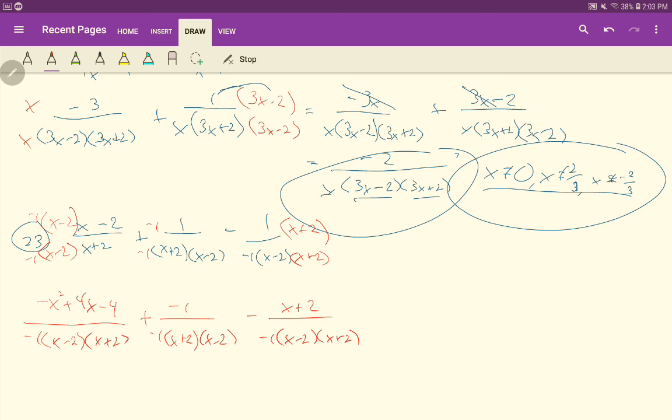Okay, and now we'll combine our, like, I'll go ahead and just rewrite this minus sign here too, so negative, negative like that. Perfect. Okay, so now combine like terms. So let's see here, we're going to get a negative x squared, 4x and minus x plus 3x, and then minus 4 minus 1 is minus 5, minus 2 is minus 7, over that negative 1 times x minus 2 times x plus 2.